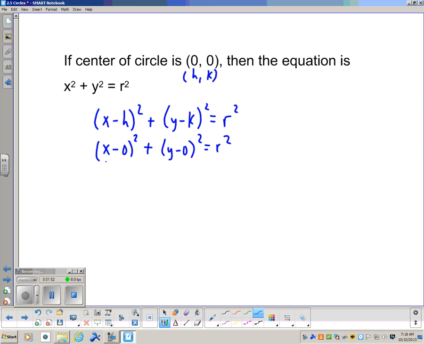And then I can clean that up and simplify it. x minus 0 is just x, and y minus 0 is just y, and then squared equals r squared. So when the center of your circle is (0, 0), you can just write it as x squared plus y squared equals r squared.